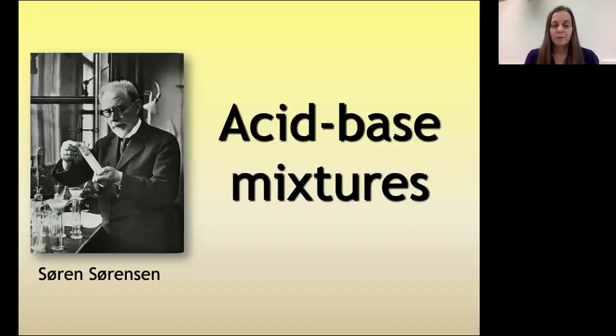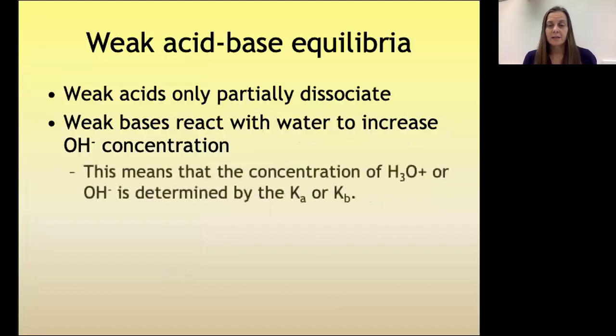So the first thing to remember about weak acids and bases is that what we're talking about here is equilibrium. We know that weak acids only partially dissociate. And so that means that we have an equilibrium where we have the undissociated acid along with hydronium ions and the anion or the conjugate base all present in our solution.